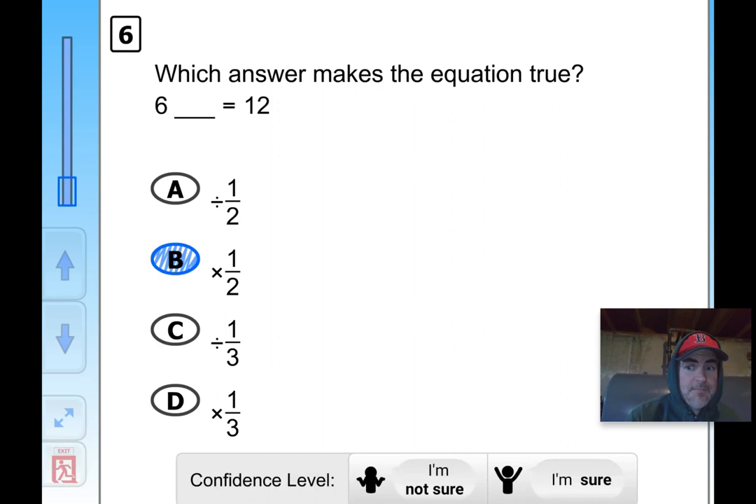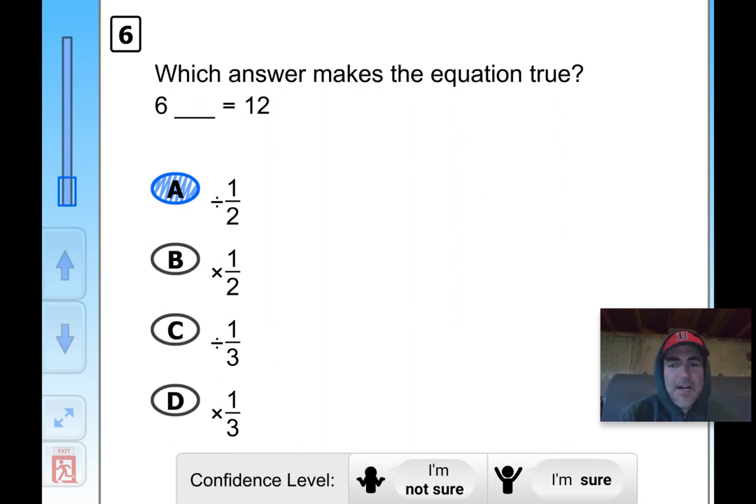No, it's not. It's dividing by 1/2. Okay. Remember, dividing by 1/2 is the same as multiplying by 2. And 6 times 2 is equal to 12. Okay. 6 times 1/2 is equal to 3.